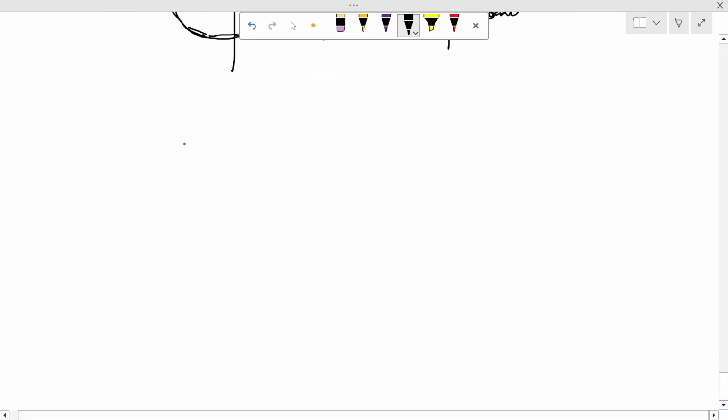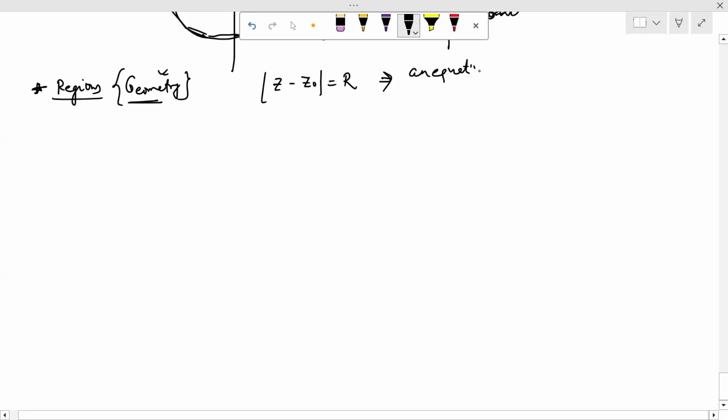Now, before we go ahead in topology, one special advice to you is that whenever you have to find regions, try to use the geometry that you have studied so far. So regions, for example, the simplest region is mod z minus z naught is equal to, let us say, R. What does it represent? It represents the equation of a circle with radius R and center z naught, or you can say x naught comma y naught, whatever you wish.